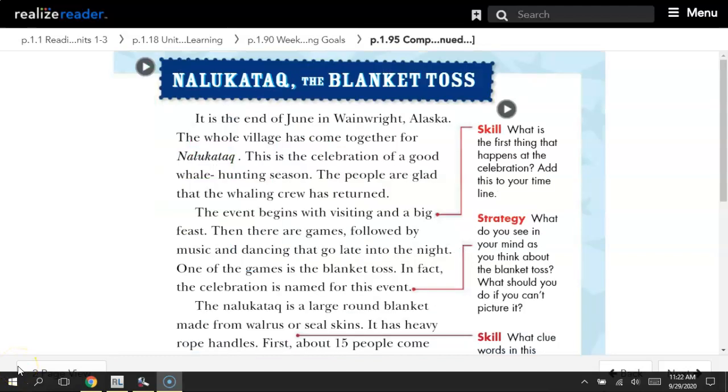Okay, so here's our story, Nalukataq, the Blanket Toss. I'm going to read it to you. Please follow along as I read it to you, and let's look for those clue words.